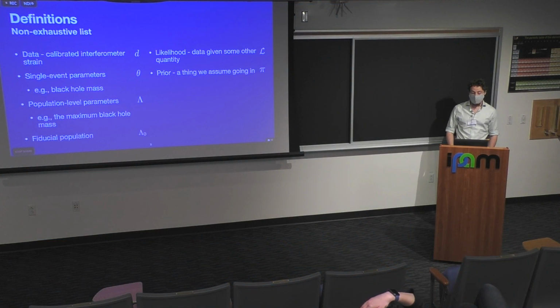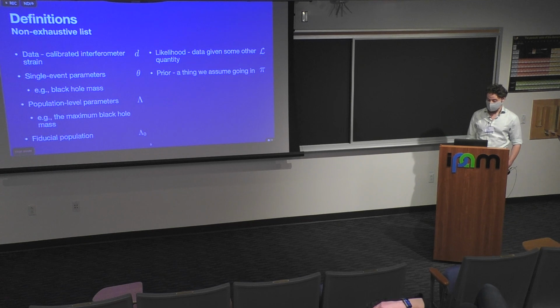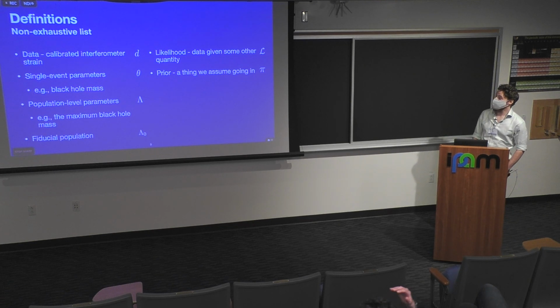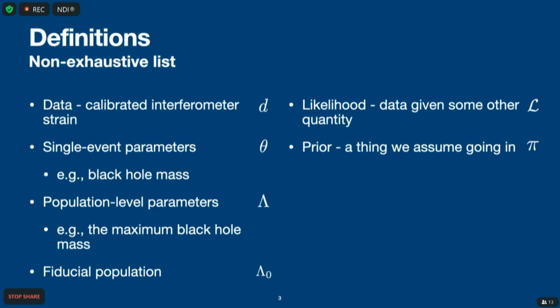Okay, I'll start with some definitions, which will be very much a non-exhaustive list, but since we pointed out that everyone uses slightly different notation for these things, I thought I'd just take a moment. In general, we talk about data a lot of the time. Just a reminder, this is calibrated strain, which is what we generally take as data, labeled D.